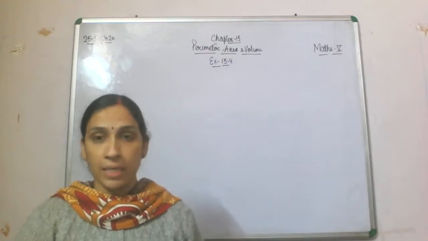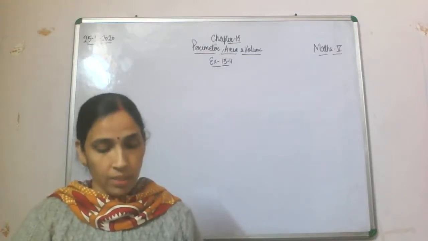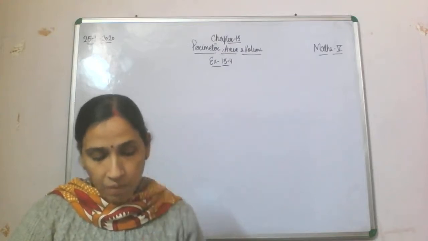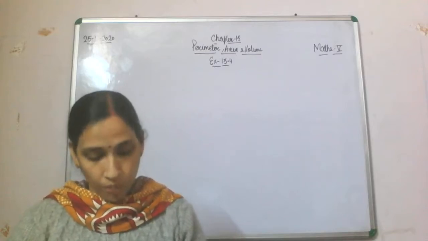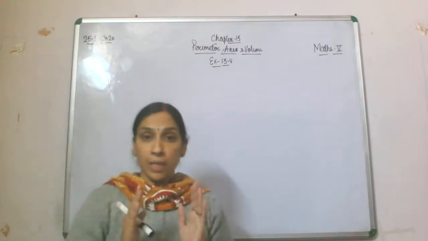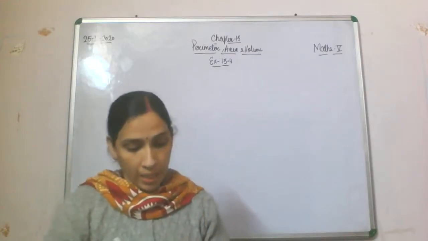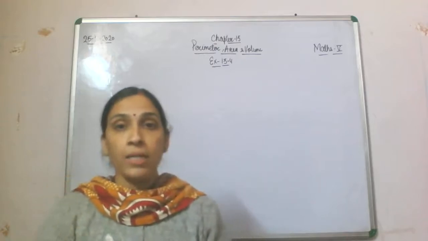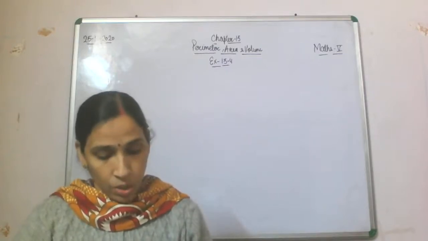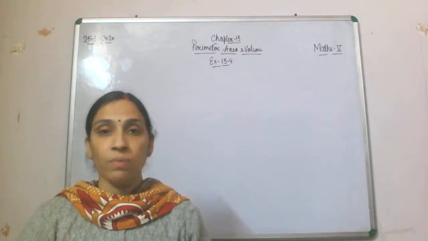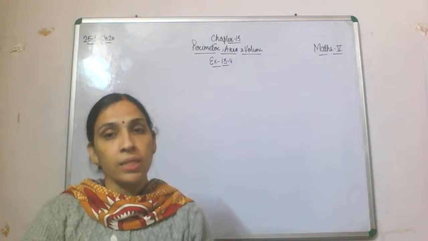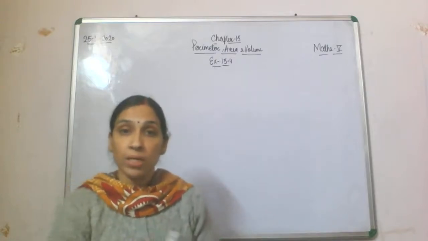A water tank is 8 meter long, 5 meter wide and 3 meter deep. Find the capacity of the tank in liters. Now here you have been given capacity, and you have to find it in liters, if 1 cubic meter is equal to 1000 liters. So here children, first of all we will find the volume of that cuboidal water tank. Why am I saying cuboidal water tank?